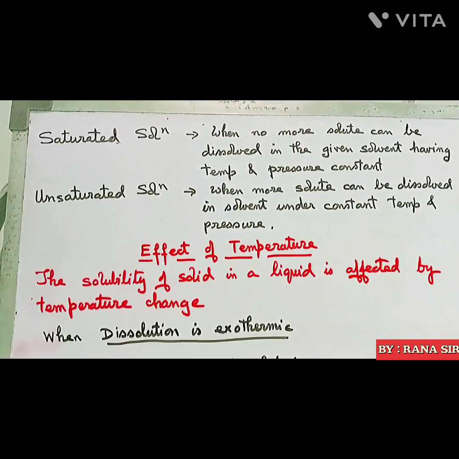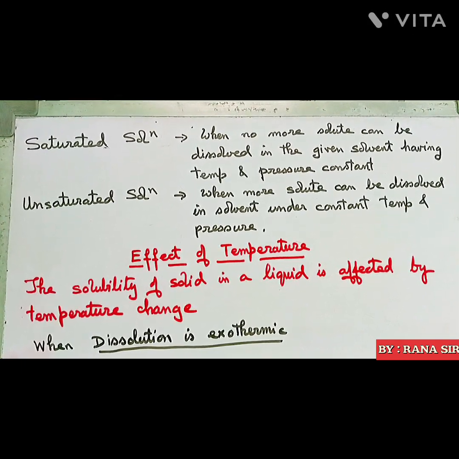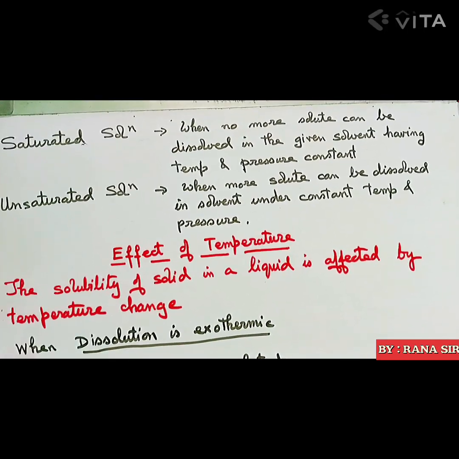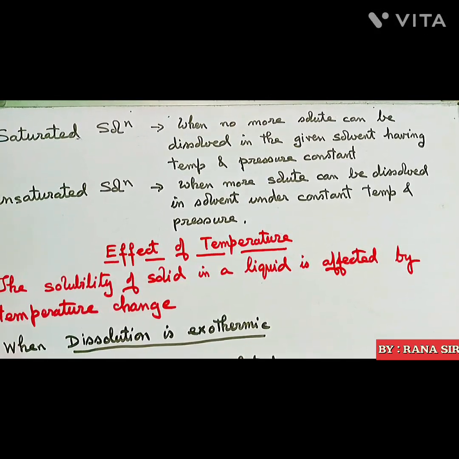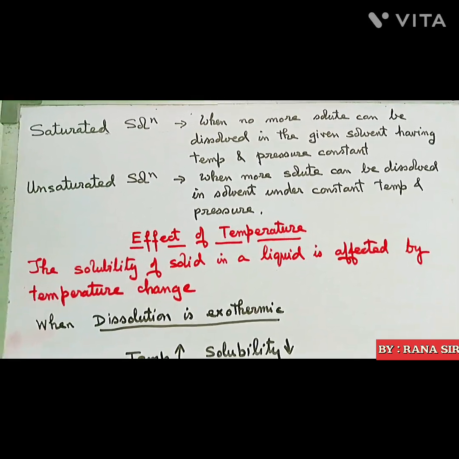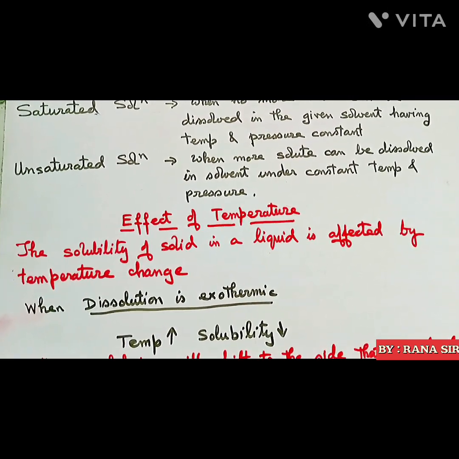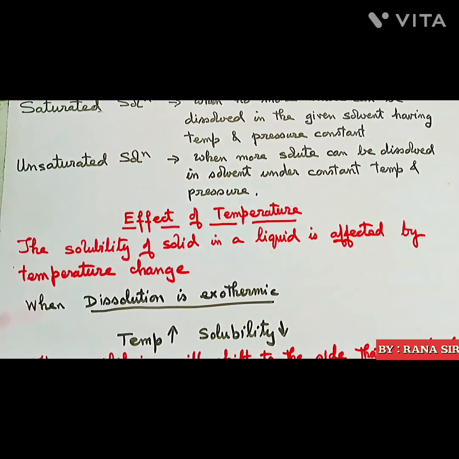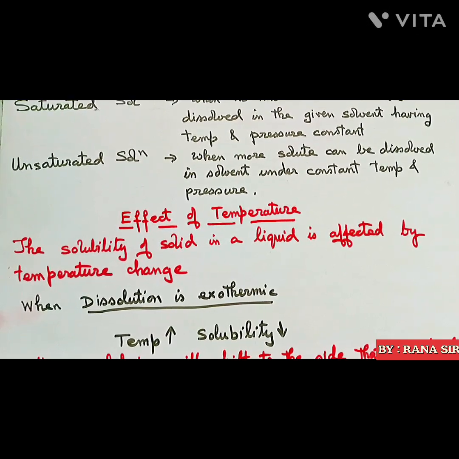What is a saturated solution? When no more solute can be dissolved in a given solvent at the same temperature and pressure, it is called a saturated solution. That means the solute further cannot be dissolved in the solvent. Optimum dissolution has been achieved. What is an unsaturated solution? When the solute can still be dissolved in the solvent, meaning dissolution can still happen at constant temperature and pressure, it is called an unsaturated solution.